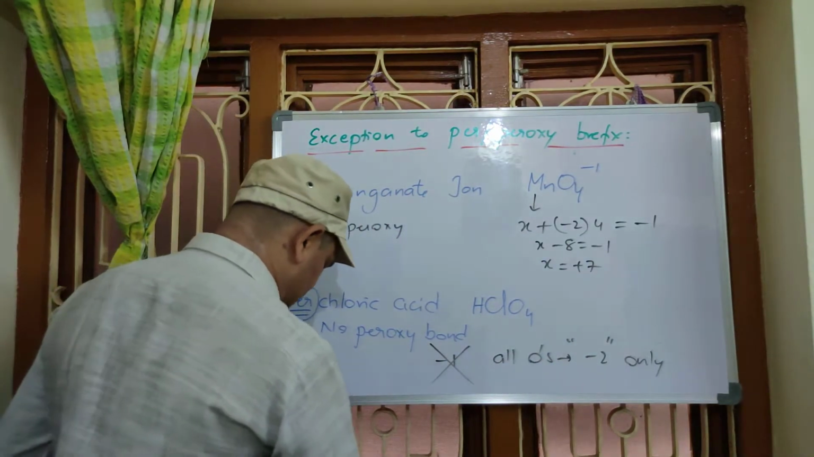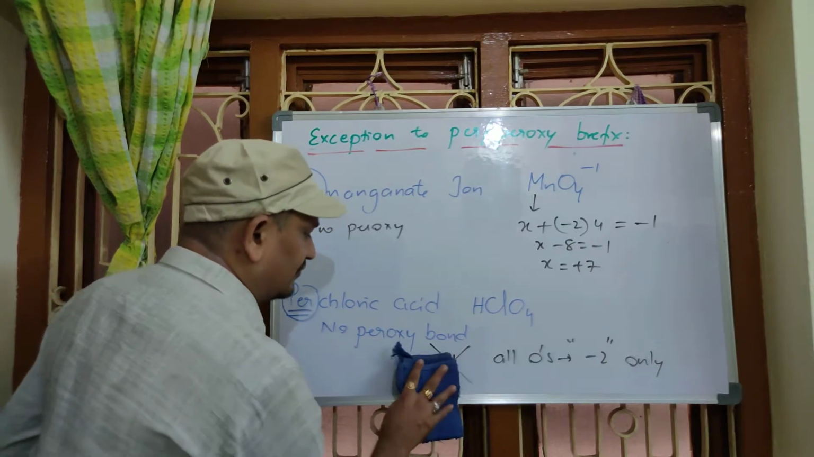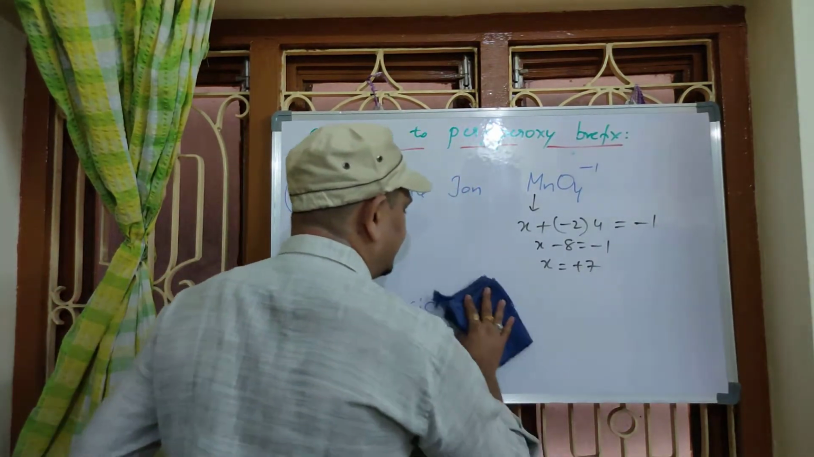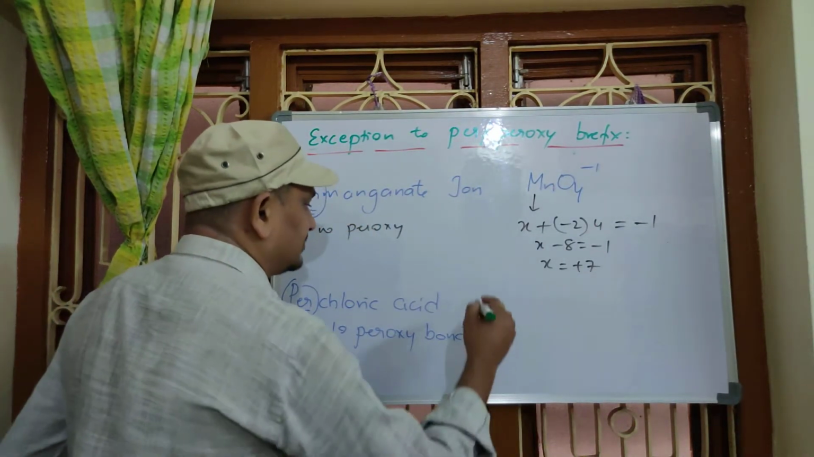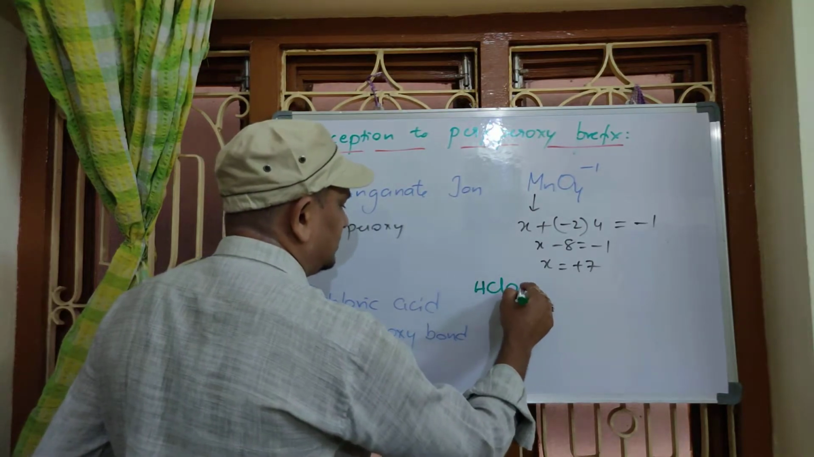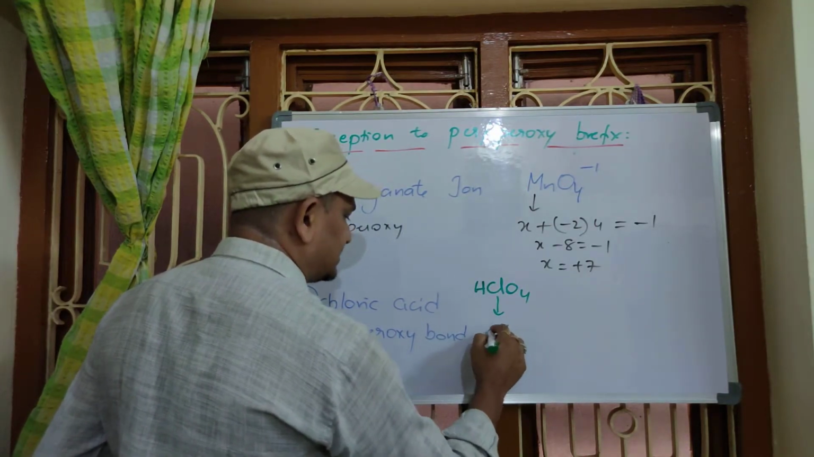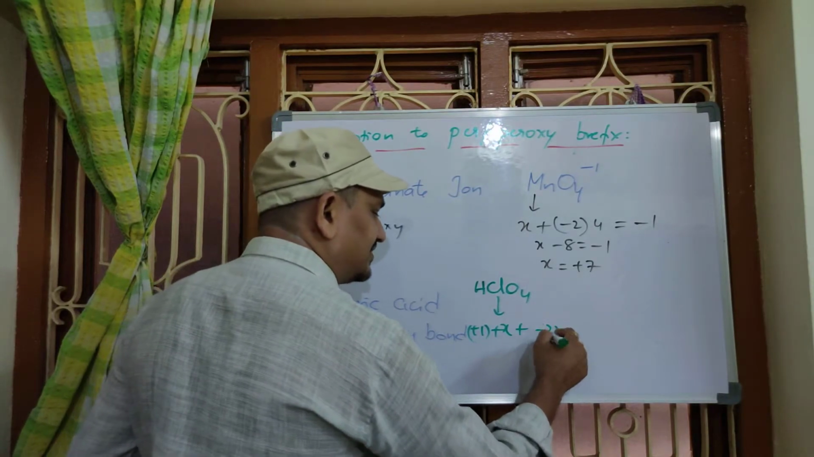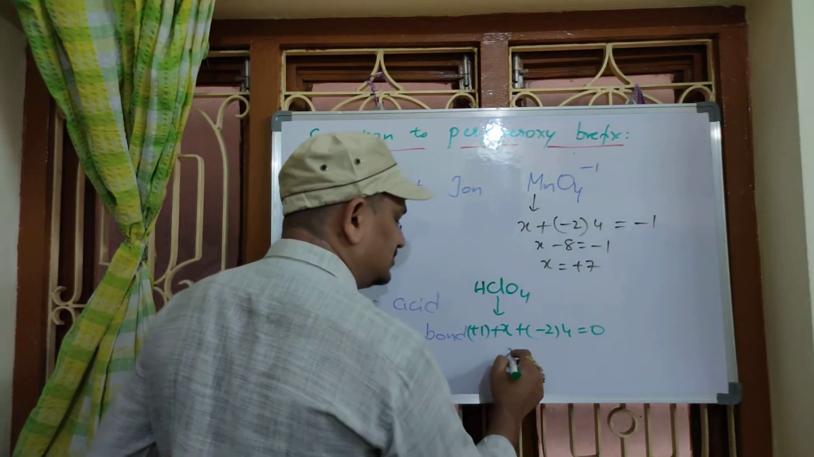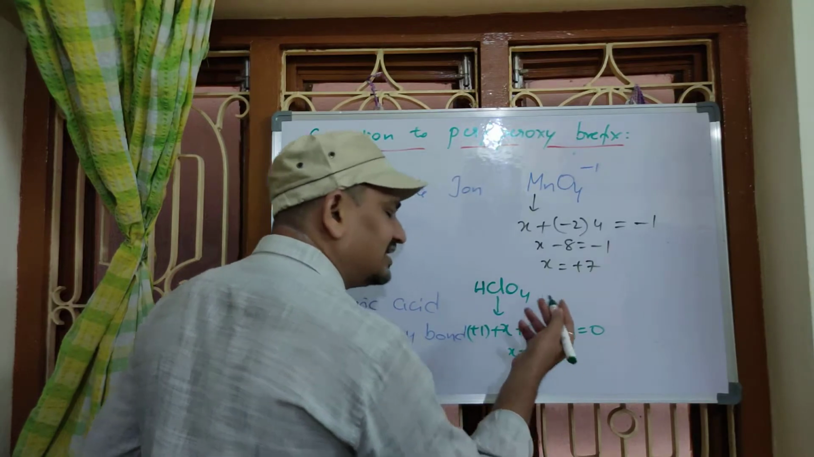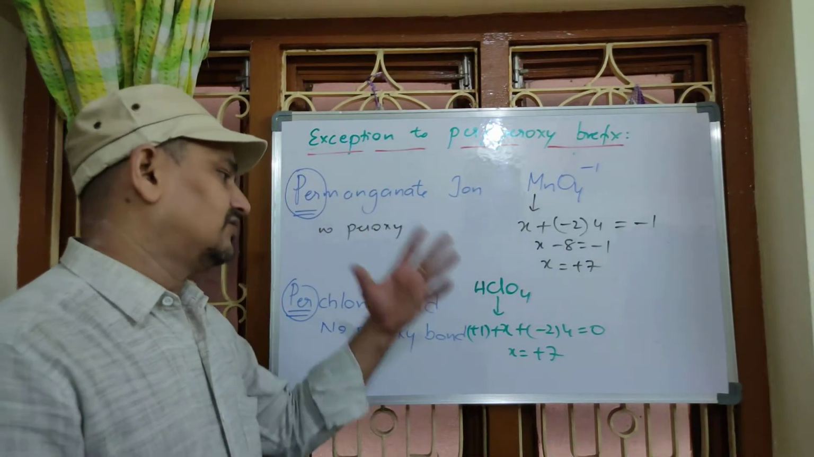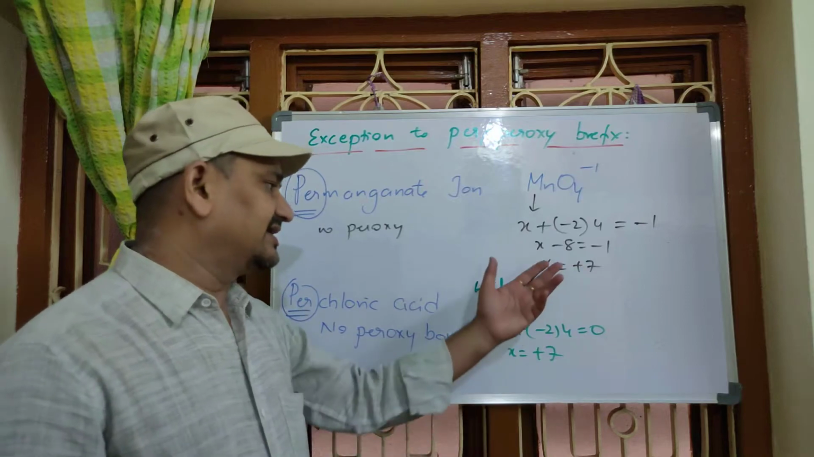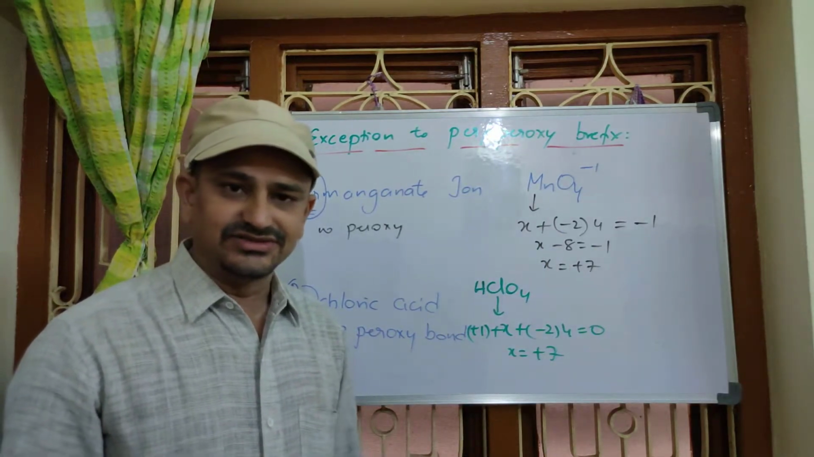Similarly, in HClO4 also, we can find it out. Let chlorine be X, plus hydrogen is +1, plus all the 4 oxygens bear -2, equals 0. X is equal to +7. Chlorine has 7 electrons in its outer shell, and all the 7 are lost. Even manganese, all the 7 valence electrons are lost.